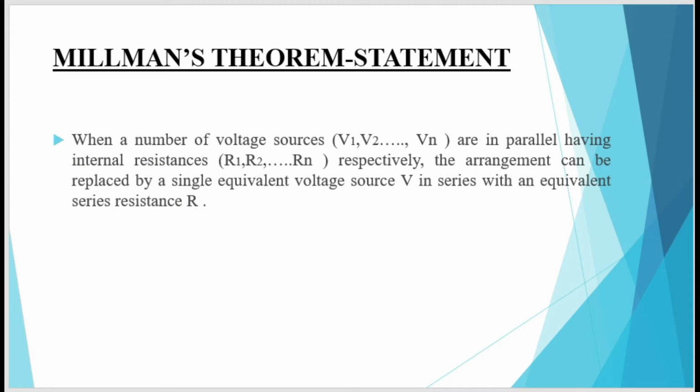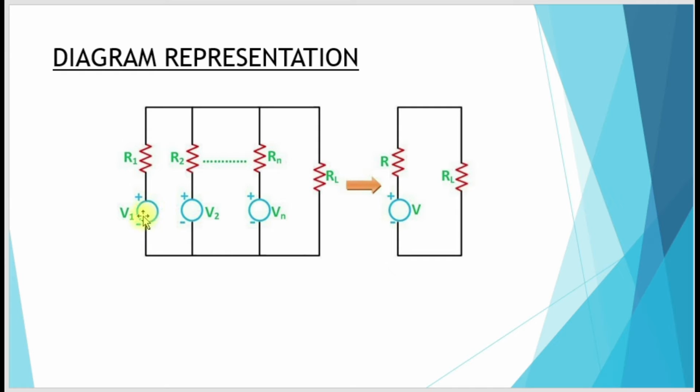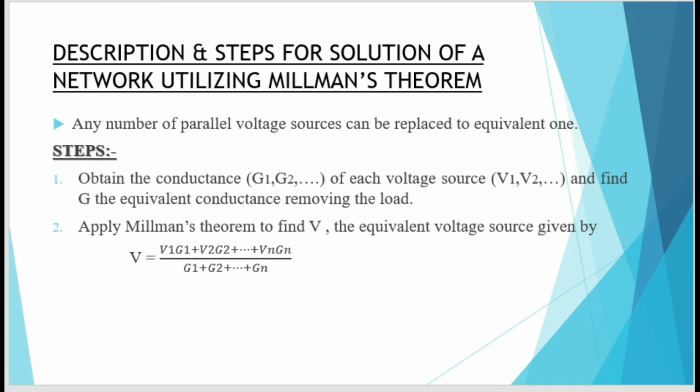This can be seen by means of a diagram. These are your equivalent voltage sources V1, V2 up to Vn having internal resistances R1, R2, Rn. This V1 R1 is connected in parallel with the V2 R2. This can be replaced by an equivalent voltage source V with a series resistance R, and the load can be connected together. Then, what are the steps for solution of a network utilizing Millman's theorem?